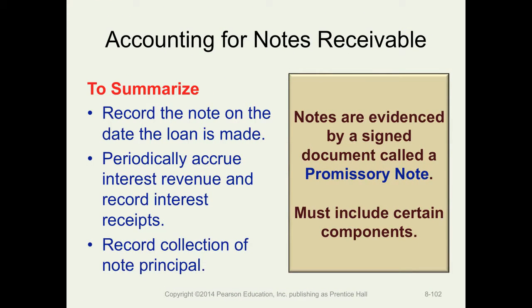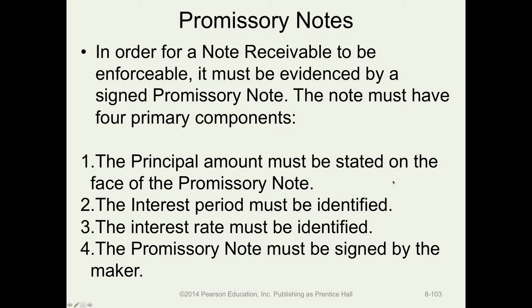So to summarize, in accounting for notes receivable, the note on the date it is made is recorded. We will periodically accrue interest and record interest revenue because we're going to have the note receivable, and then we collect principal and interest. And again, the document is a promissory note, and it will include various components that you should be aware of. Number one, the principal, the amount due. Number two, the interest period. Three, the interest rate. And of course, the note must be signed.